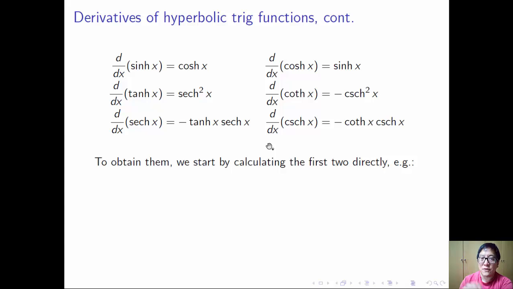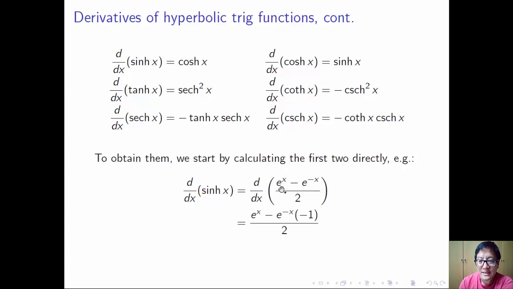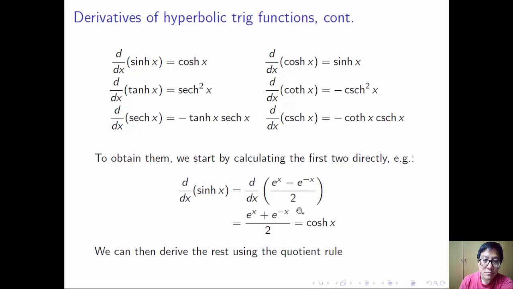And so if you want to derive these formulas, we start by calculating the first two directly. What's the derivative of sinh? Well, by definition, sinh of x is equal to e to the x minus e to the minus x over 2. When we take the derivative, we get e to the x, minus the derivative of e to the minus x, which is e to the minus x times minus 1 for the chain rule factor of the minus x on the inside. When those two minuses cancel out, we get e to the x plus e to the minus x all over 2. And what should that be? Lo and behold, that just happens to be the definition of cosh x.